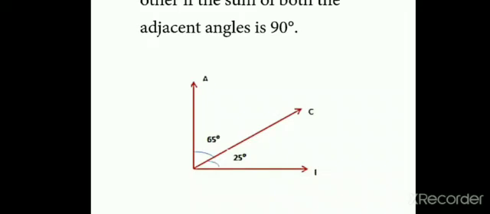That is, one angle, AOC, is 65 degrees, and another angle, COB, is 25 degrees. Now if we add 65 degrees plus 25 degrees, we get 90 degrees. So if the total sum is 90 degrees, then that is a complementary angle.